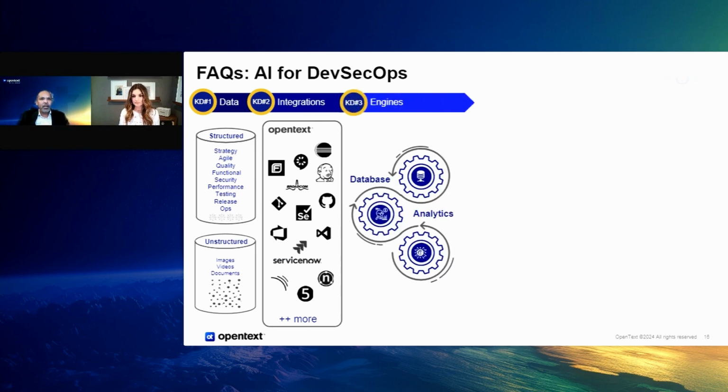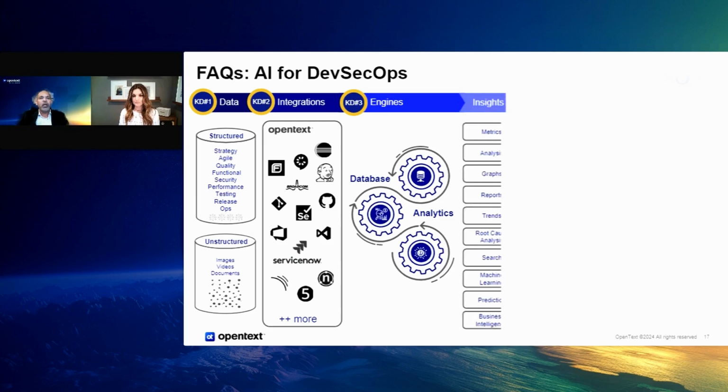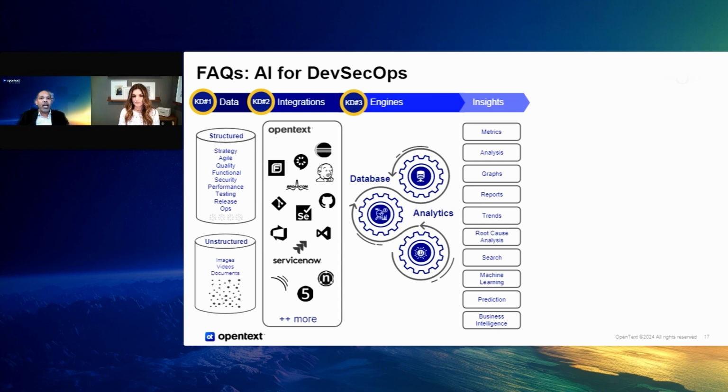Once you have it, then the engines come into play, the database and analytics engine. What it does is allow you not only to make sure it is quality data, but also to leverage it for bringing in insights for your business, whether it be metrics, analysis, graphs, the out-of-the-box ones, or leveraging your classical AI that Kelly talked about earlier, where you can start using them for root cause analysis, prediction, and so on. So this helps you get the insights that you need for your businesses.